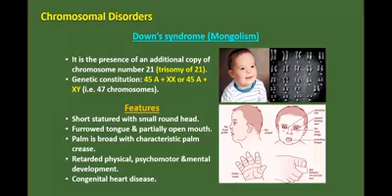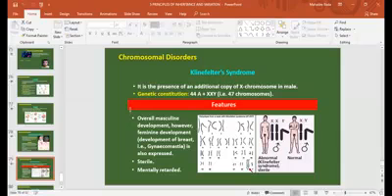Another one is congenital heart disease, which is going to occur. These are some of the features of Down syndrome which we can see. Down syndrome is caused because of the addition of one extra chromosome.